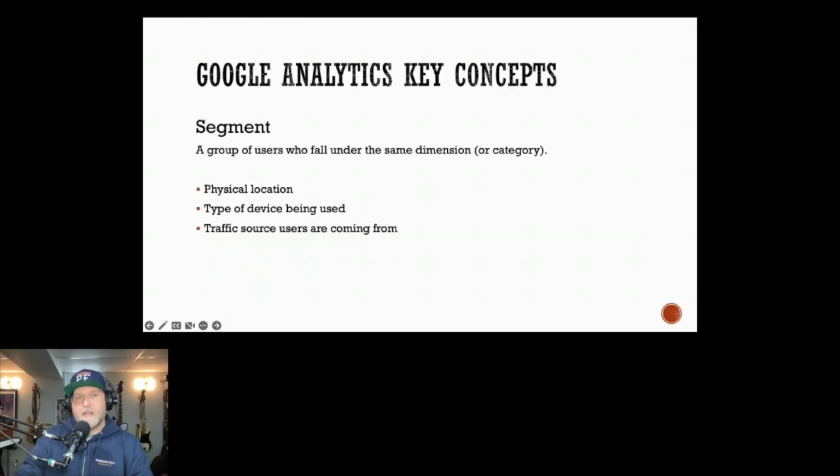We've got segments. So segments are how we're going to group our users together based on dimension or category. So we can segment by physical location. We can segment by the device type that is being used. We can segment by the traffic source that users are coming from. And that's a good way that we can start organizing our data. We can compare segments to other segments. Am I getting more people engaging on a mobile device versus a desktop, or age group, or that type of stuff. So those are segments.